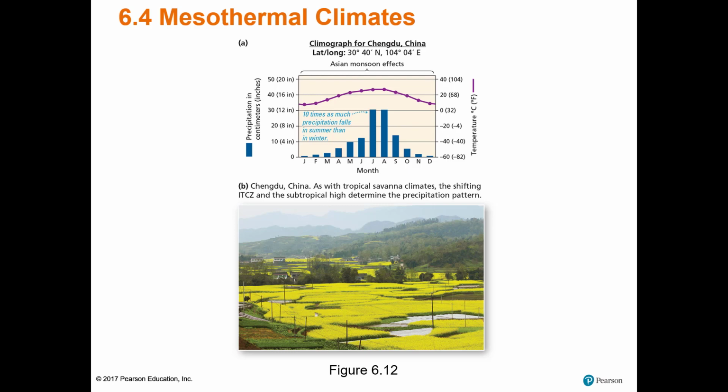And so there's 10 times as much precipitation in the summer than in the winter. And now we're starting to see a little bit more variation in that purple line, which is our temperature, meaning that there's starting to be seasonality. And the shifting ITCZ and subtropical high determine the precipitation pattern. Here is an example of agriculture fields in an area that does get quite a lot of precipitation.